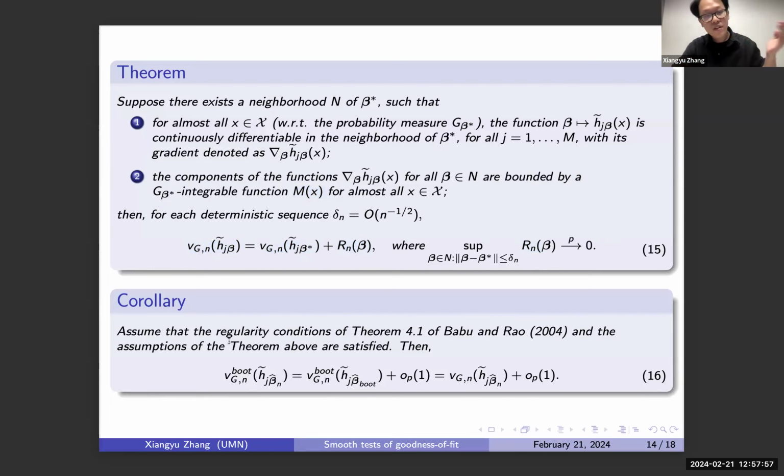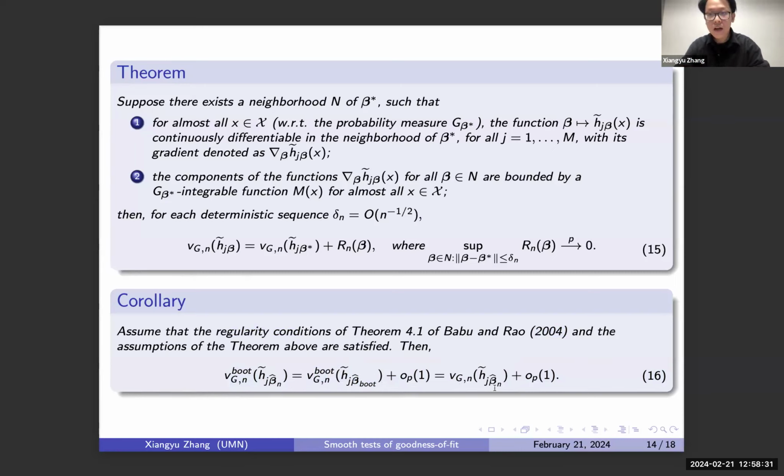If we further assume some regularity conditions from Babu and Rao 2004 and other conditions, then whether we use bootstrap samples with the original estimates of beta, or bootstrap samples with bootstrap estimates of the parameters, both of them will retrieve the distribution that we want. That's the first result we prove.